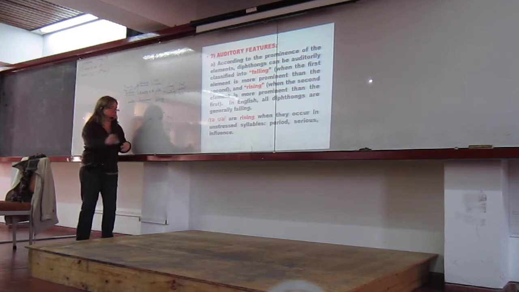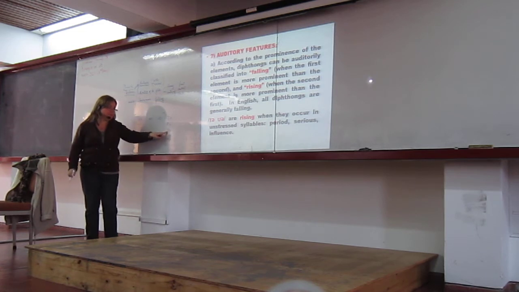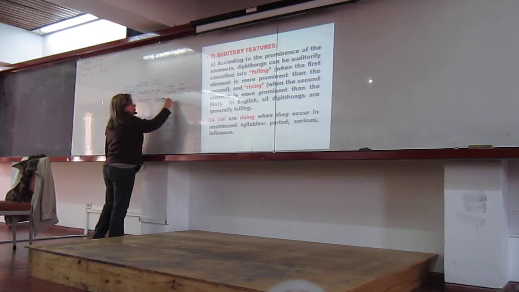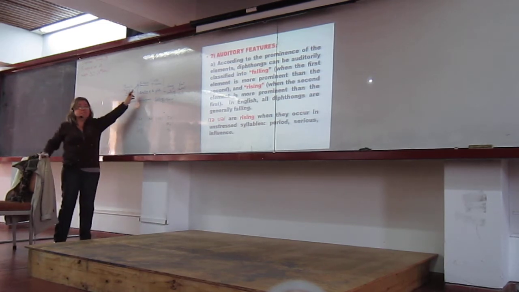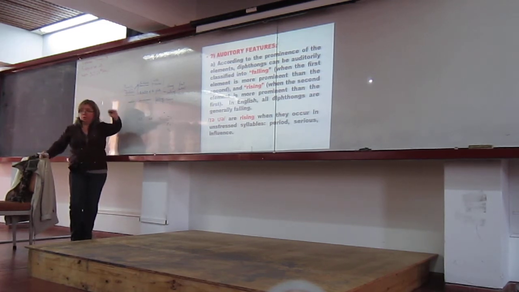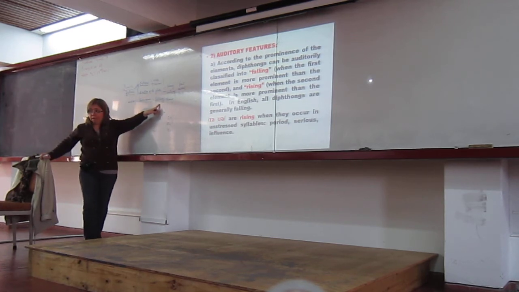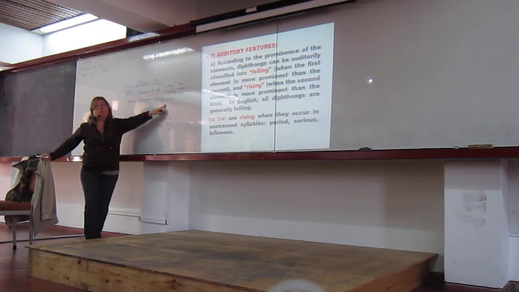If we consider prominence, tears, poor. Are they falling? Yes. All right. Okay. So, let's go back to this. If we analyze the distance the tongue travels, it could be classified into wide or narrow. If we analyze the direction of the glide, it could be classified as closing, centering, or front, central and back. And if we analyze the prominence of the elements, they are classified into falling, English diphthongs are generally falling, or rising.